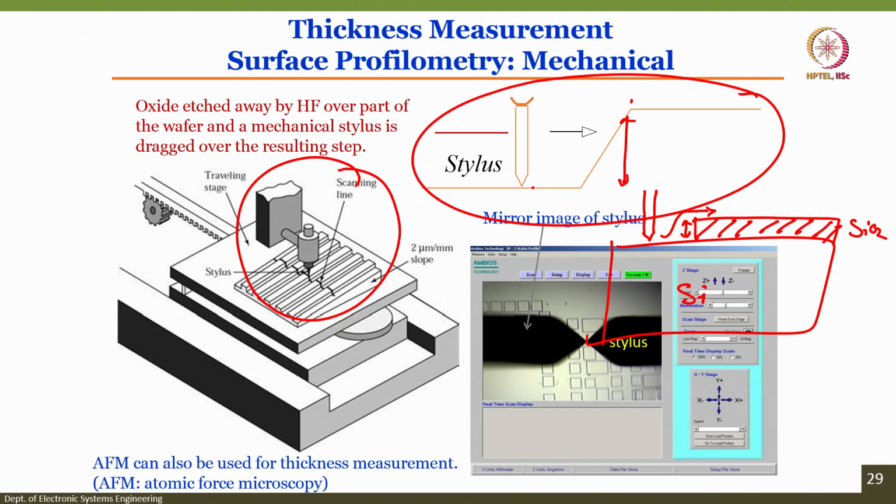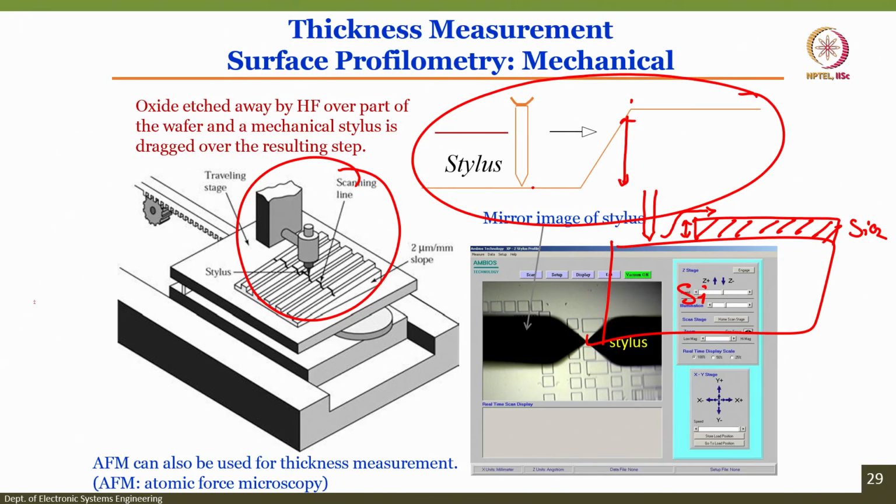It is a mechanical way of measuring the thickness or height of the oxide layer or any other layer per se, because here we have taken the example of silicon dioxide since we are talking about thermal oxidation. But if you do not want to use silicon dioxide, it can be any material, a semiconductor or a metal, which is deposited on an oxidized silicon substrate.